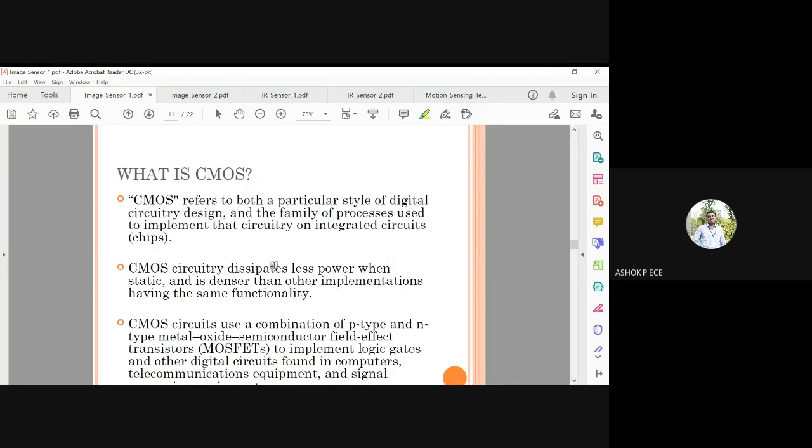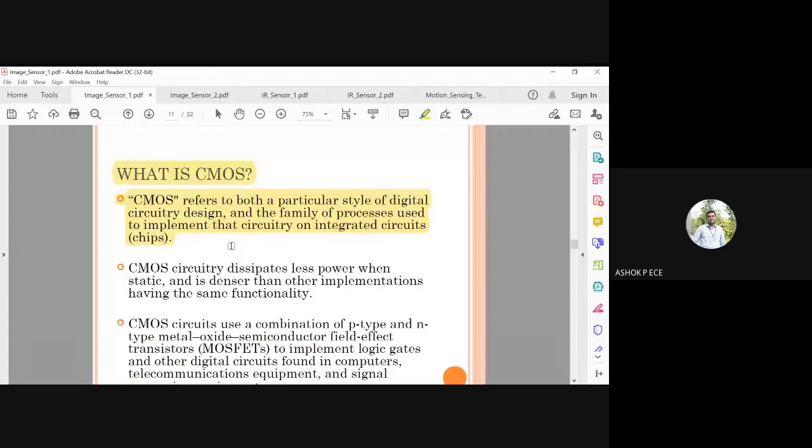What is CMOS? CMOS is a particular digital circuit technology which is used to implement circuits on integrated circuits. When you want to build a circuit in a compact way, when you want to build a handheld device, it has to be the size of your palm only. If it is the size of a textbook, that's not a handheld device, right?